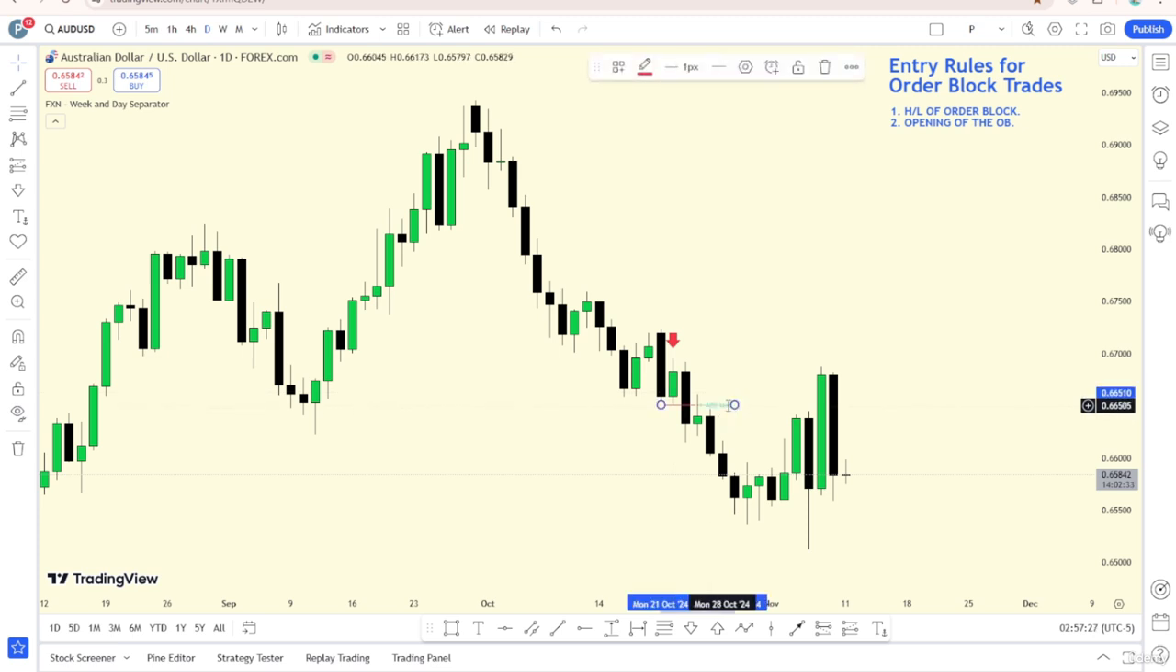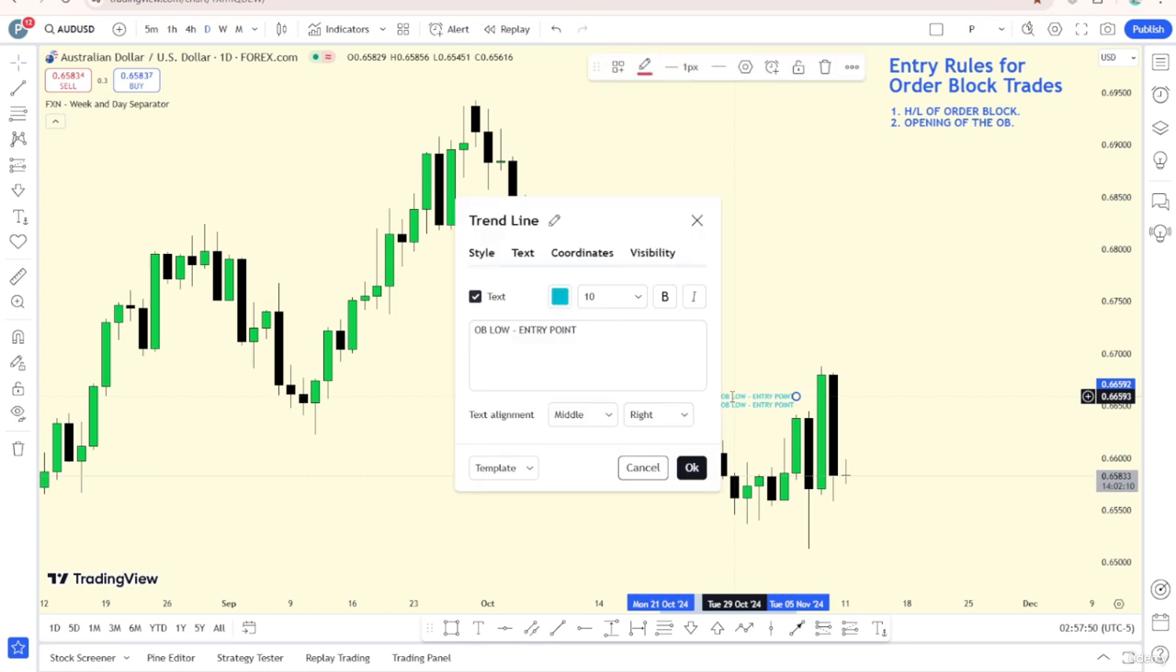So that is the order block low, which is an entry point. That is the first entry point that you can consider for order block entry. The second entry point is the opening of that candle. I can call it order block open. This is also an entry point.